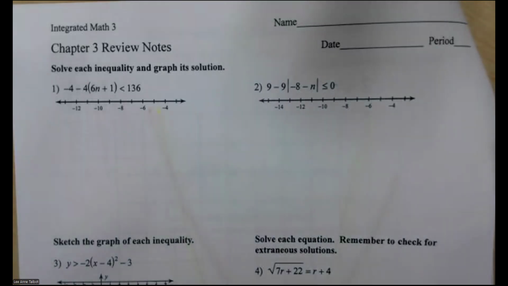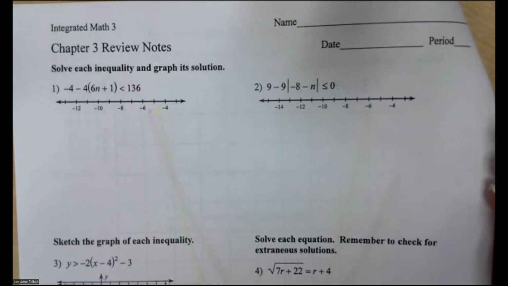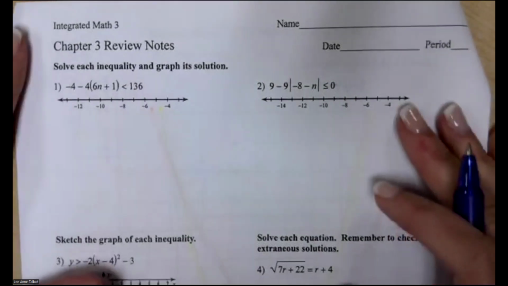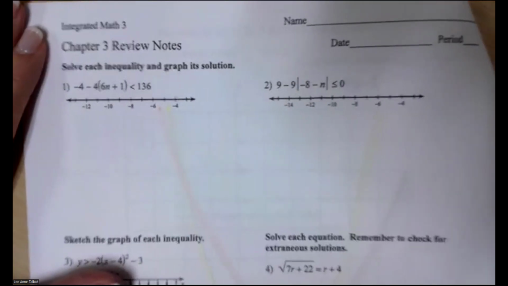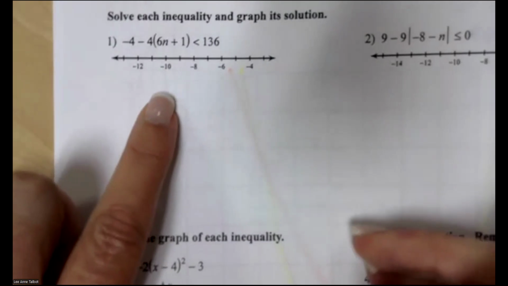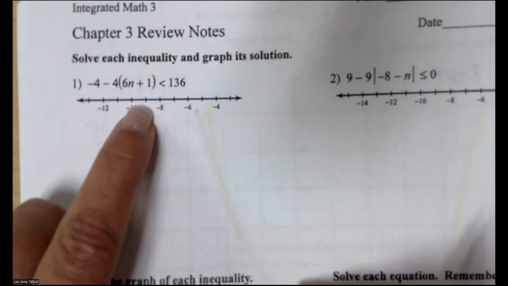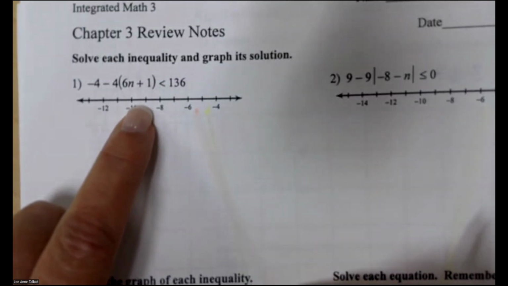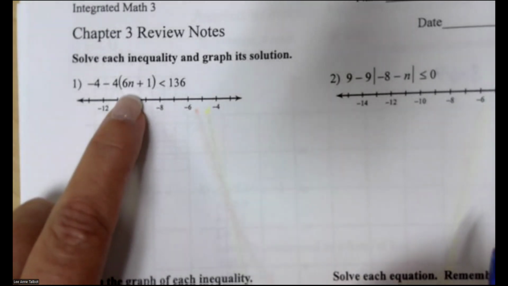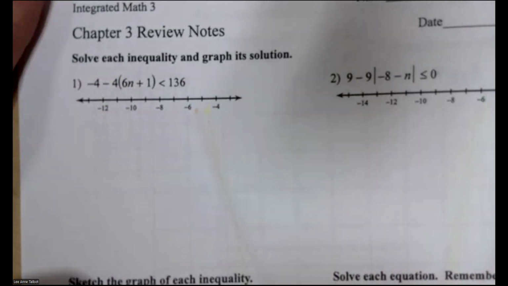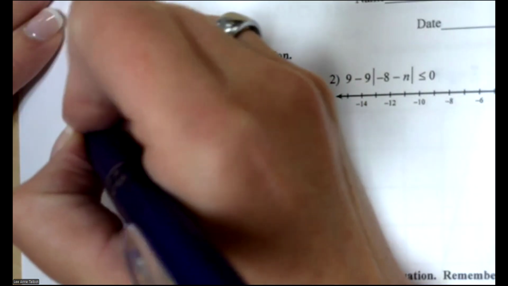Okay, the first three problems are inequalities. I just want to make sure that we talk about the different types. Number one is called a one variable inequality. You see how it just has one letter in it? Okay. So step one is to pretend that it's equals.